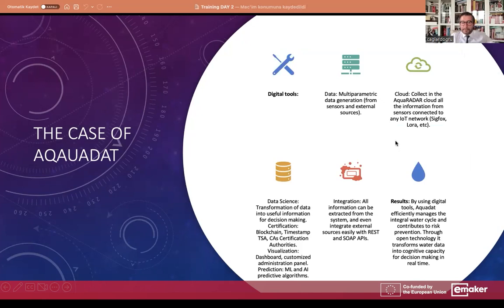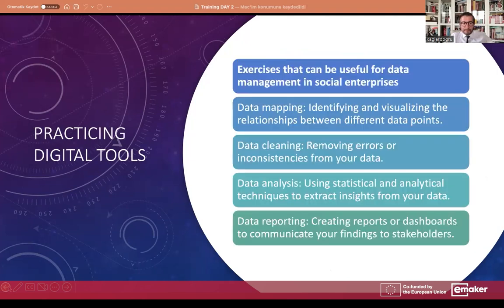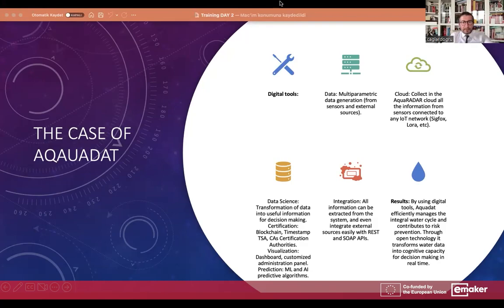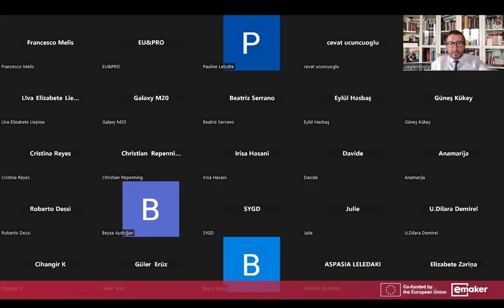So here, let's have a look. They use cloud connections and cloud storage. Okay, so how is the data science here? They use some predictive algorithms, and they also use all their cognitive capacity for clean water. Let's have a look at their website. Maybe we can learn more about their company.